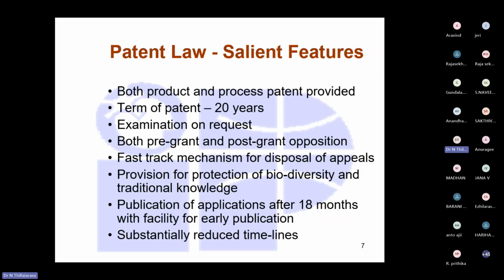Generally, when you are supposed to file a patent, you need to pay some amount. After that, it will take hardly 18 months for the first examination to get over. If you want to publish that application immediately, you go for early examination and publication to get your application published as early as possible. The timelines are reduced, and this is how generally the patent law and its salient features are there in the recent advancements.